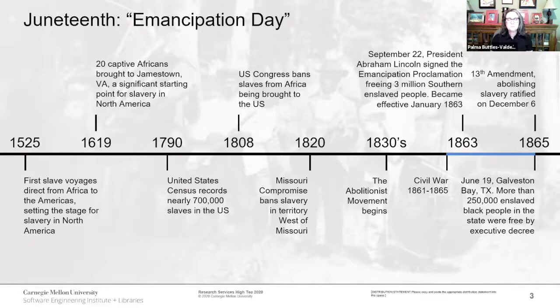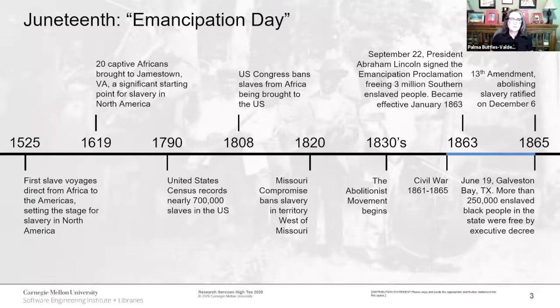It is the oldest nationally celebrated commemoration of the ending of slavery in the U.S. And on June 19th, 1865, Union soldiers landed in Galveston, Texas, which is actually 3 hours away from where I am now, with news that the war had ended and that over 250,000 enslaved Blacks in Texas were now free. So I'd like to note that this was 2.5 years after the Emancipation Proclamation.